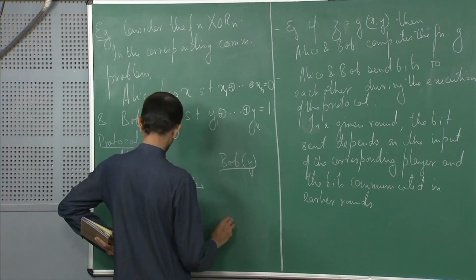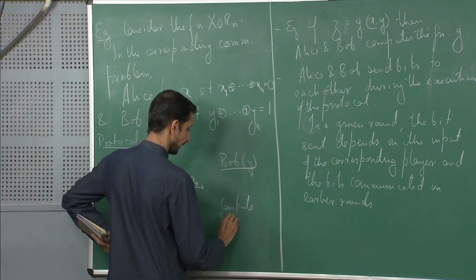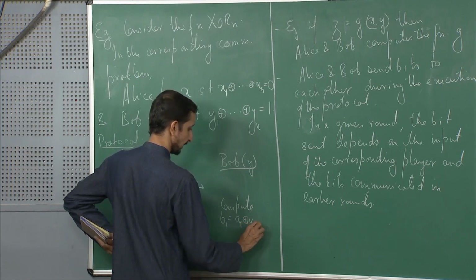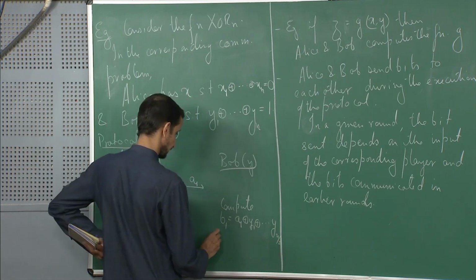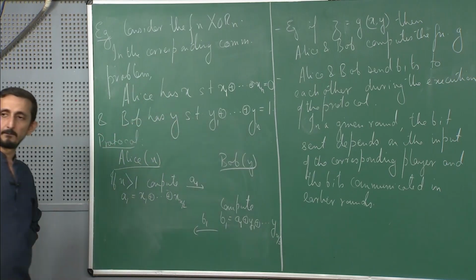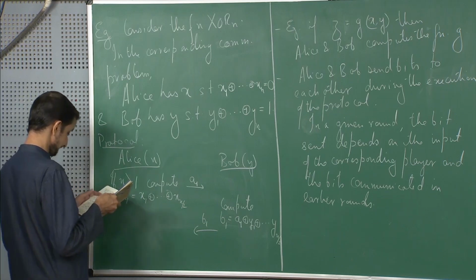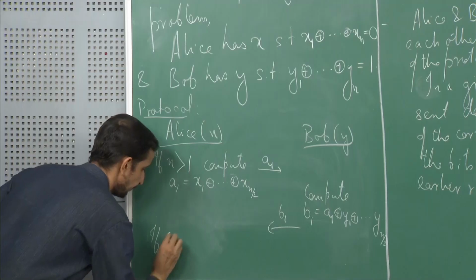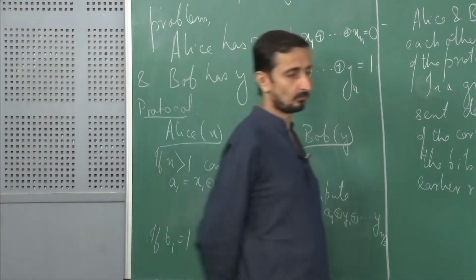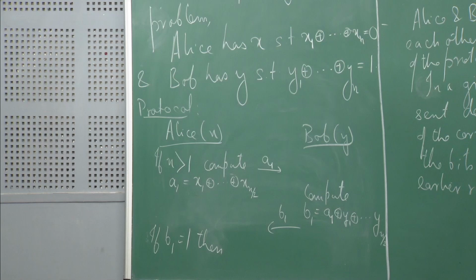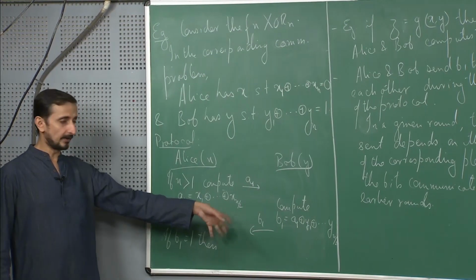Now, what Bob does is Bob computes B1, which is equal to A1 parity y1 up to y n over 2, and sends B1 to Alice. Okay. Now, what is the condition? If B1 equals 1, then what should we do? What does it mean if B1 equals 1? Then they should recurse on the first half, right? You can actually check the case. Let us just look at one case, the other case is similar.